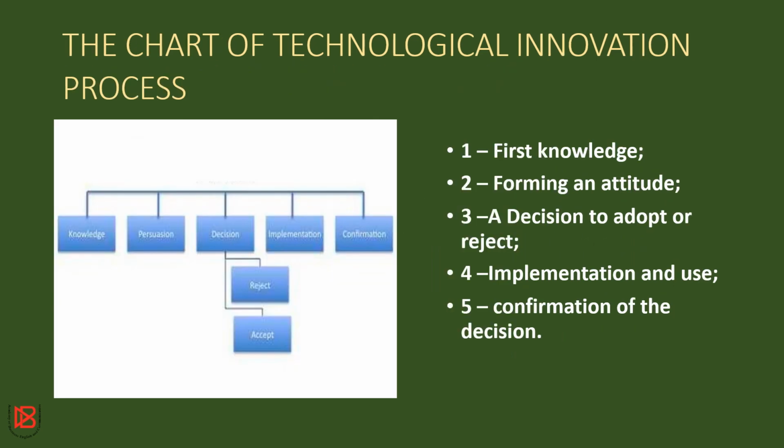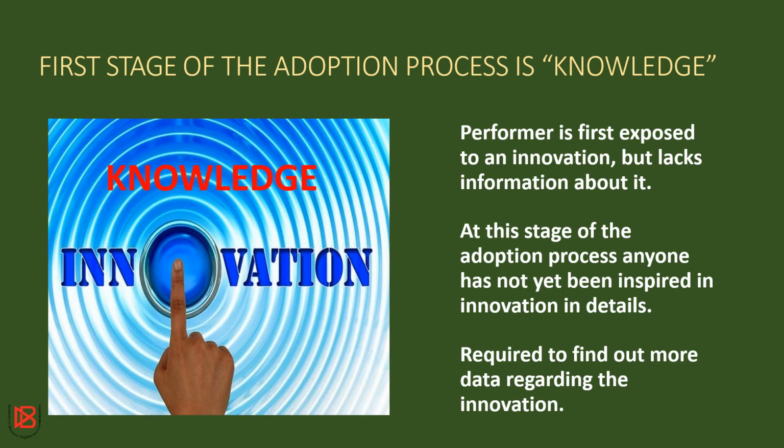The chart of the technological innovation process has five steps. First is knowledge, acquire it. Then understand it and form an attitude about how you are going to utilize that knowledge. The decision is to adopt or to reject. The fourth point is to implement and reuse. The confirmation of the decision is what we are looking into.